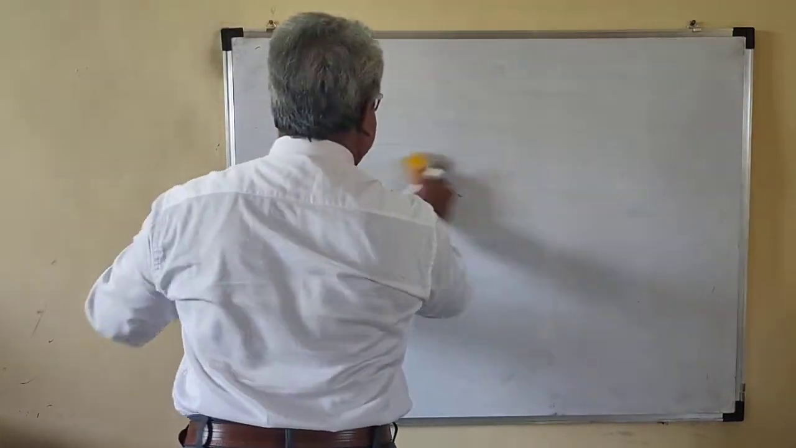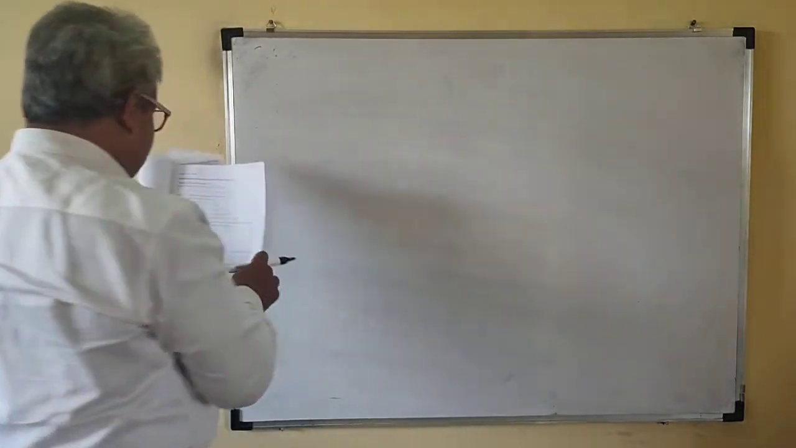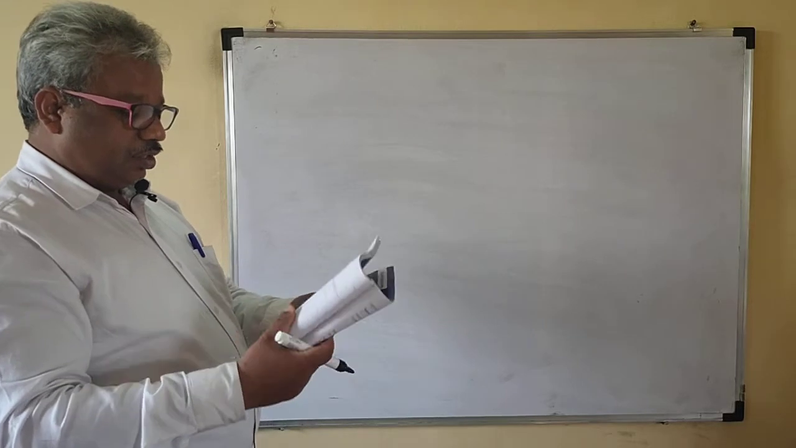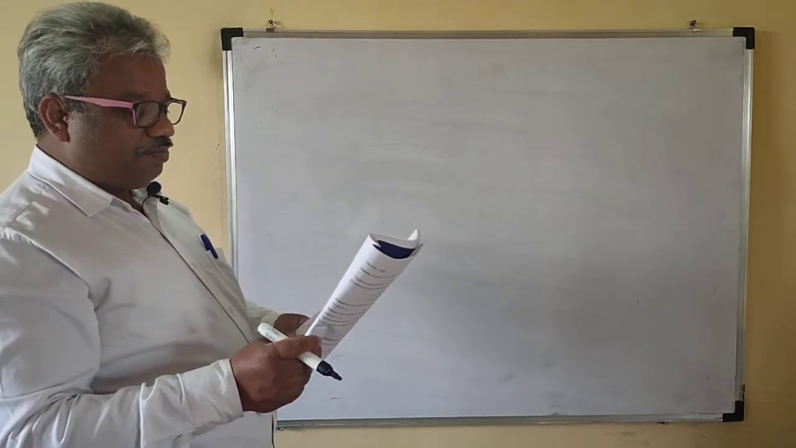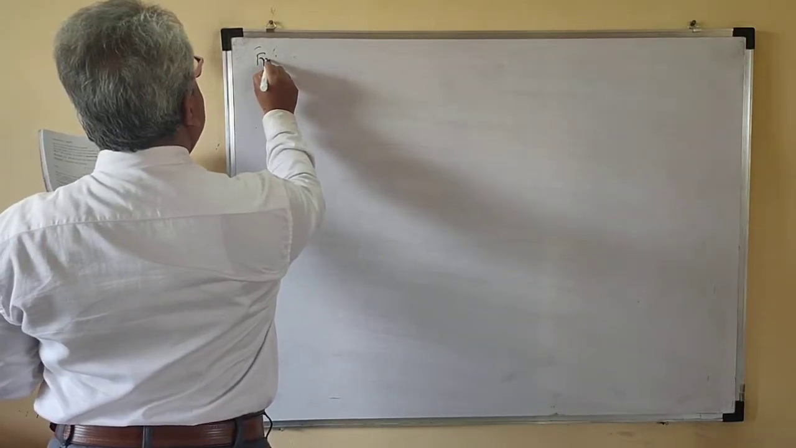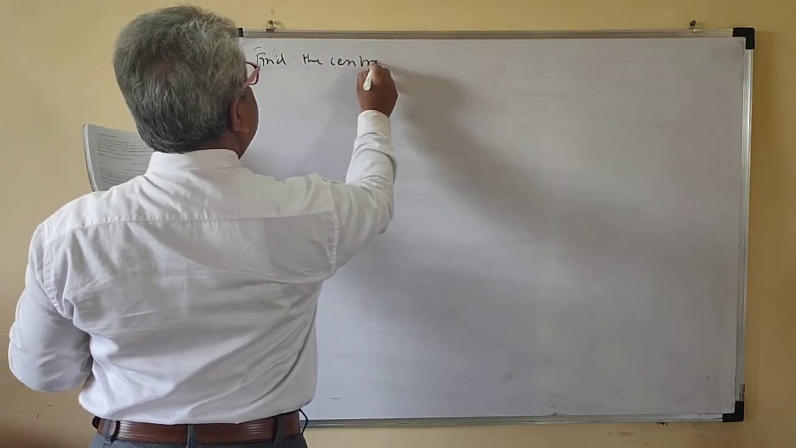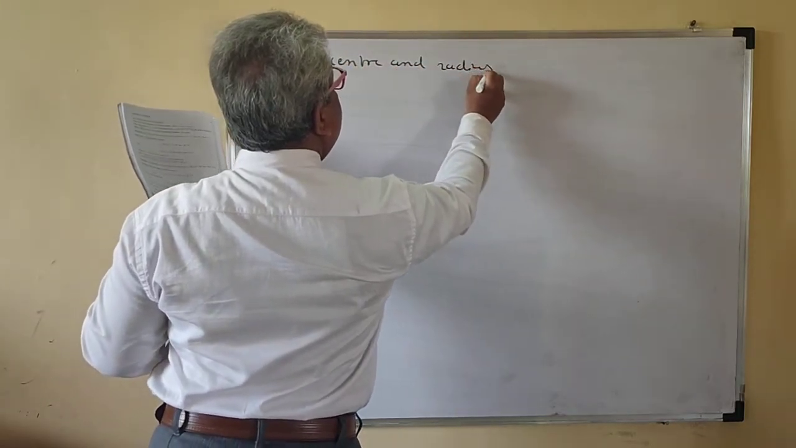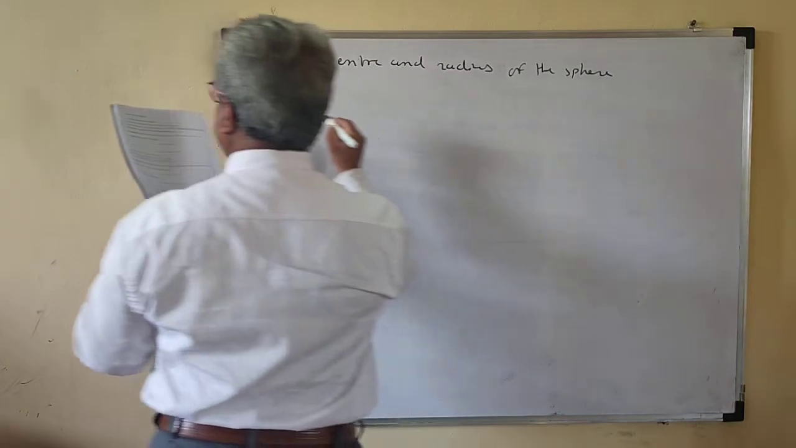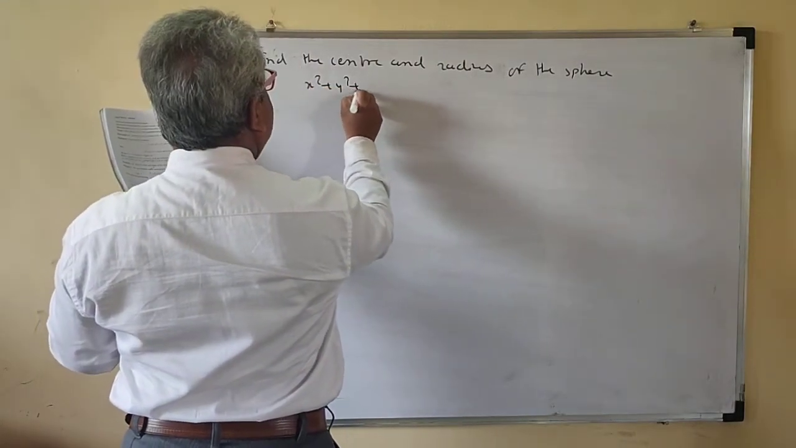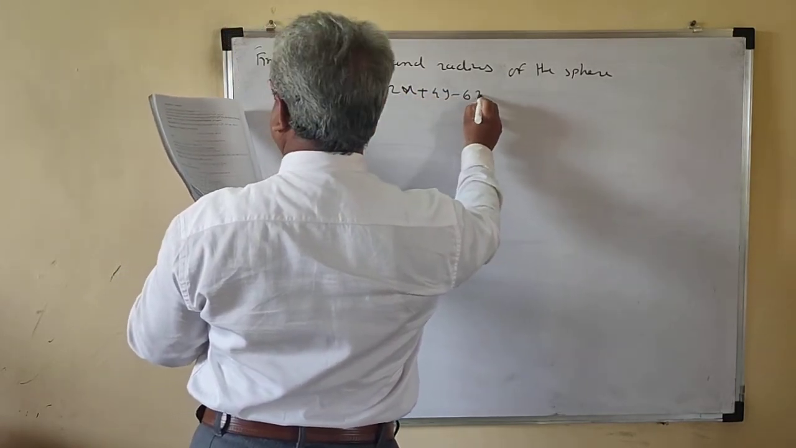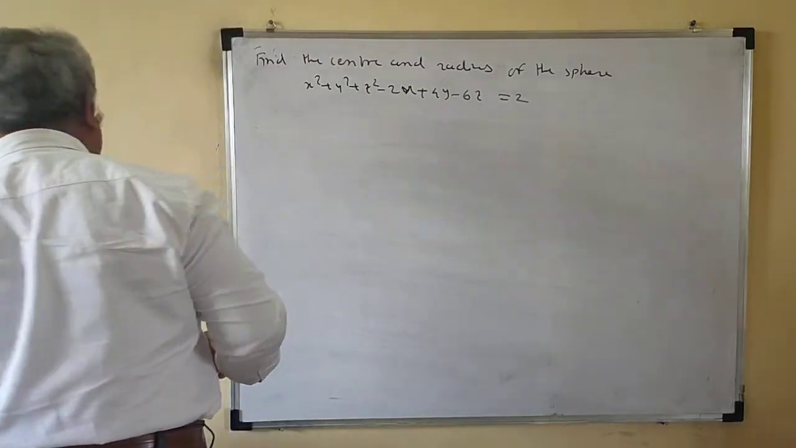So we'll see some problems on it now. What we have to do is that the general second degree equation represents a sphere if the coefficients of x square, y square, z square are the same. Okay, so problem: find the center and radius of the sphere x square plus y square plus z square minus twice x plus 4y minus 6z is equal to 2.